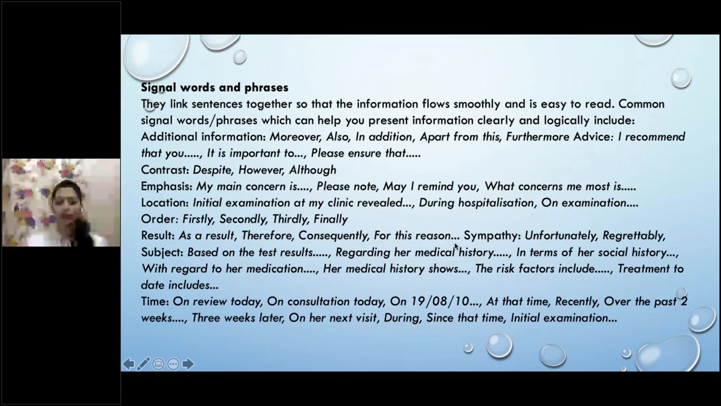There will be a lot of times where you have to point out the time of the investigation, or when it was carried out or when it was done. So you can always mention phrases like these: on a review today, or on consultation today, or at that time, recently, and over the past 2 weeks. Sometimes in the case notes there will be a case note at a particular date, and then another case note 2 weeks later. So instead of mentioning the date, you can always say 2 weeks ago, this was the observation, and now it's this. So things like 3 weeks later, on her next visit, during, since that time, and initial examination.